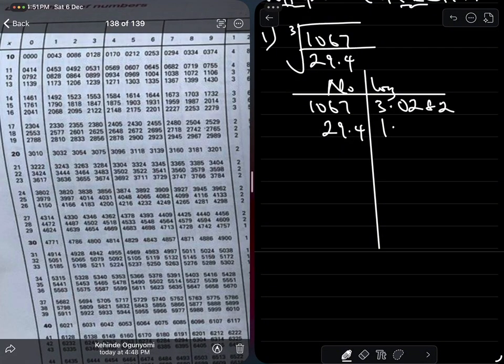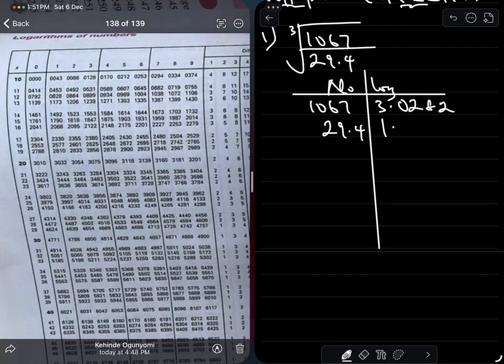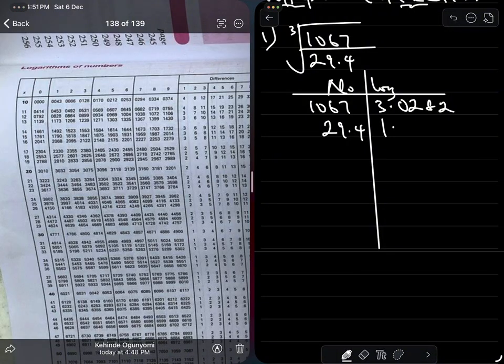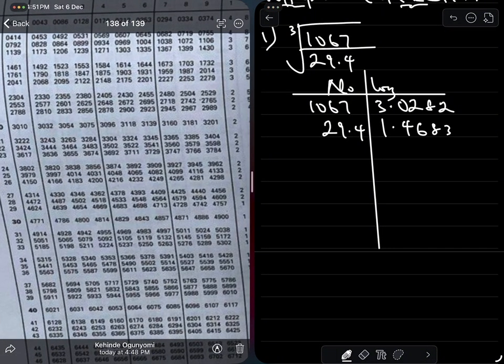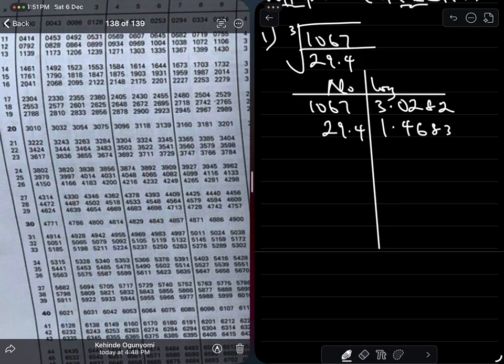29 under 4, look at it now. 4683. That's 1.4683. You have to be careful, because if that's wrong, you are going to miss it. Okay, 4683.